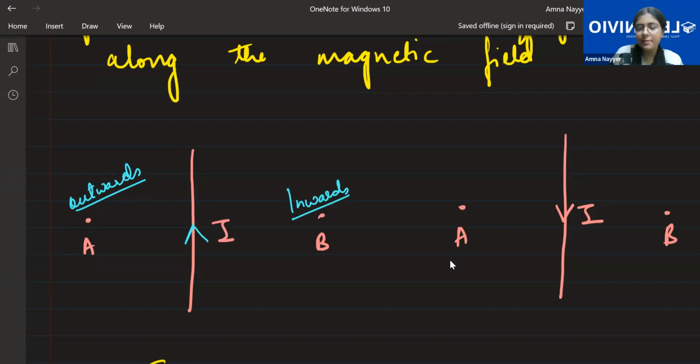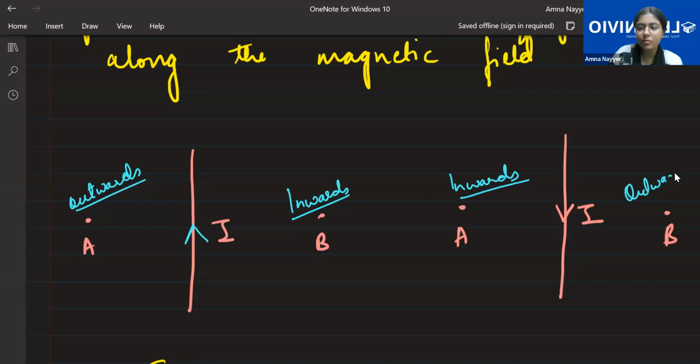Can you tell me for this A point? This is the direction of current. So it would be like this. Yes. So for A, it would be inwards. Very good. And then for B, it would be outwards, towards you. A will be inwards and B will be outwards.